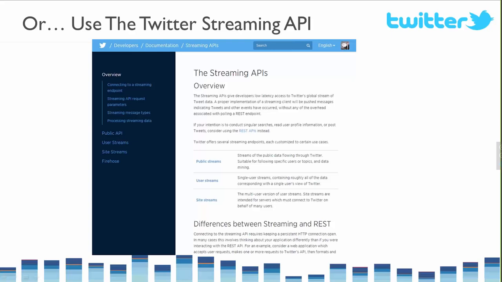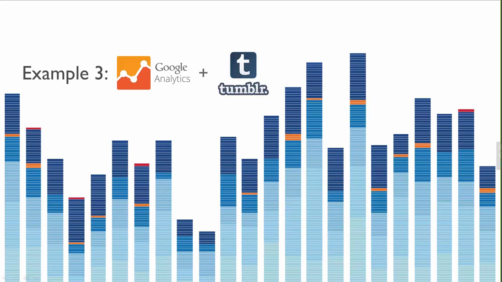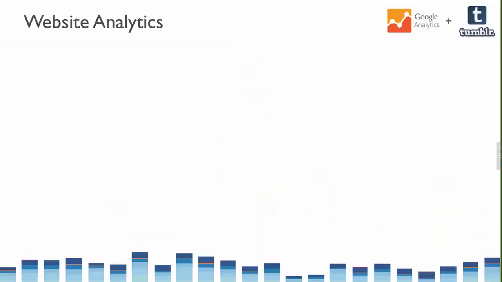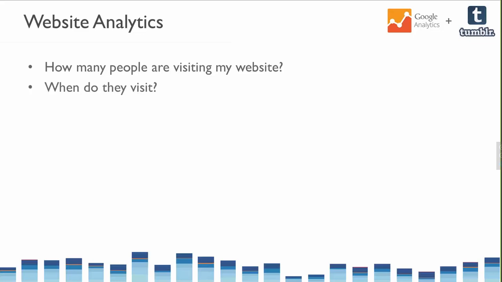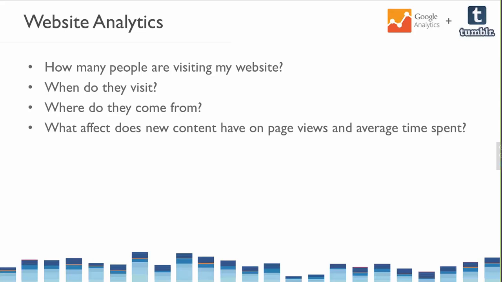Okay, so let's have a look at another example. The third example combines data from 2 different data sources, Google Analytics and Tumblr. The story behind this web data connector that we're going to look at is that I wanted to understand the impact that my blog posts have on web traffic. And these are the types of questions that I had. How many people are visiting my blog? When are they visiting? Where are they coming from? And what effect does new content have on the number of page views and the average time that people are spending on my blog?